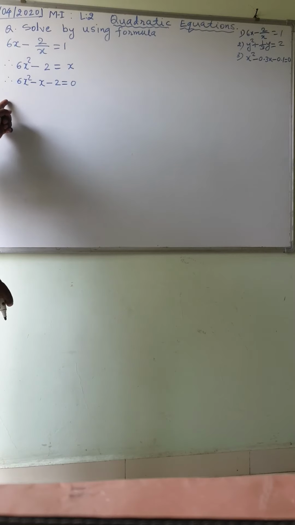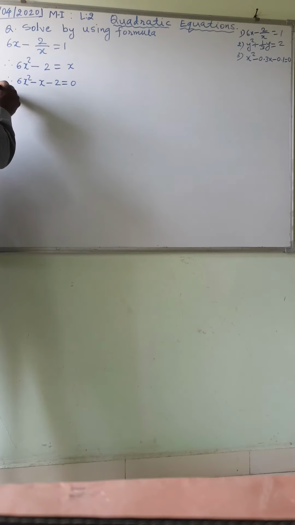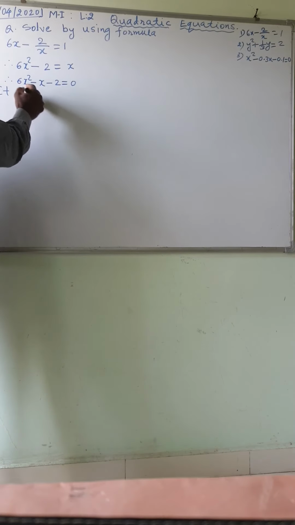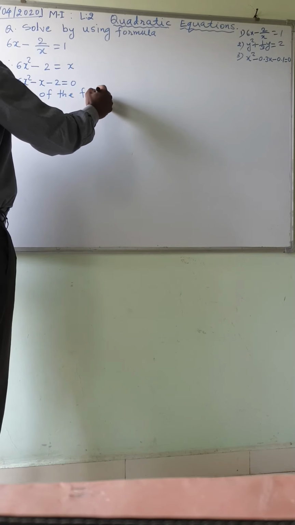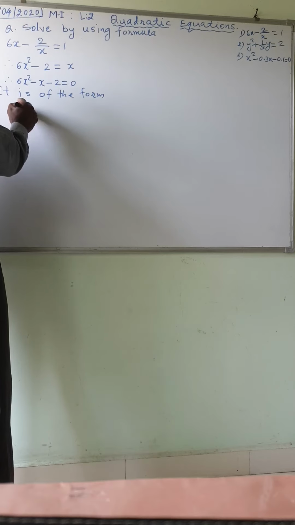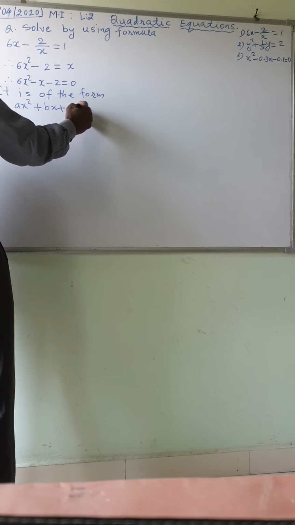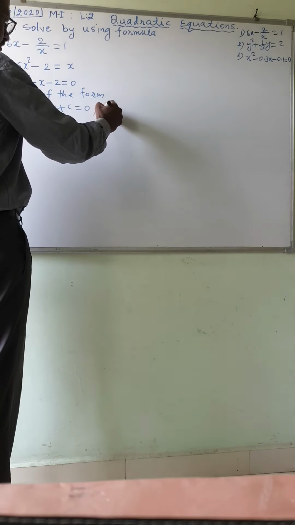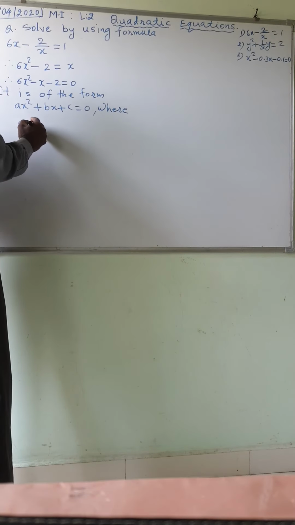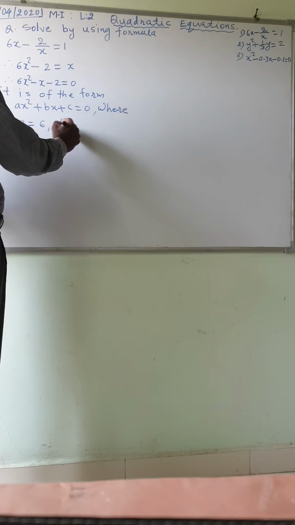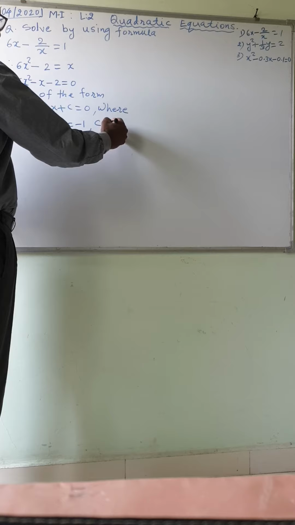Now, it is of the form ax square plus bx plus c equal to 0, where a equal to 6, b equal to minus 1 and c is equal to minus 2.